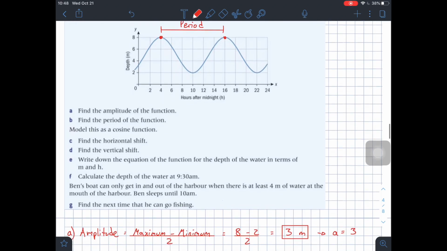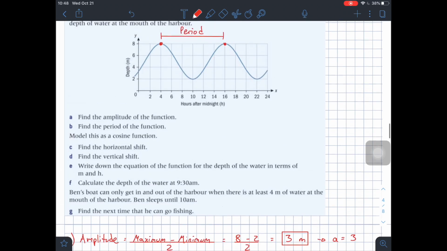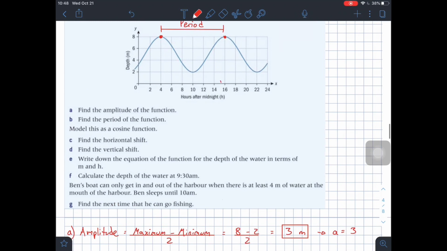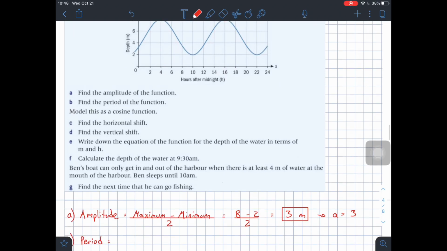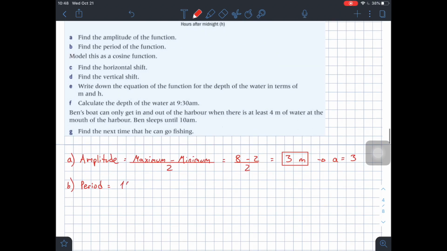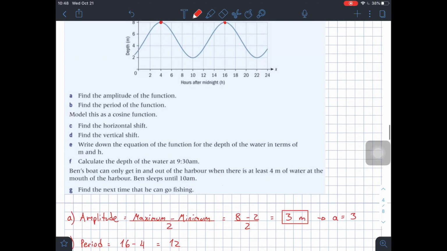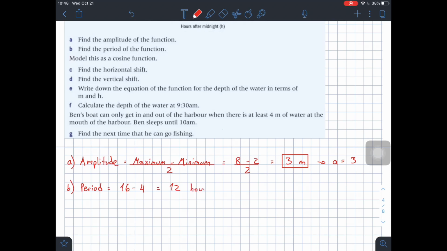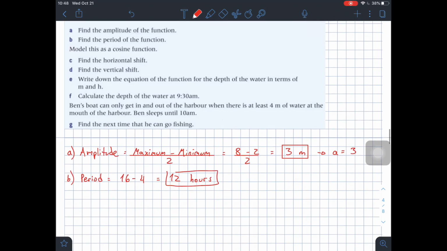This would be the period in this case. Okay, so to find the period, we can subtract this value, 16, and this value here, and we will find the period, right? So it's 16 minus 4. So the period is 16 minus 4, and we're going to get as a result 12, and we're talking about hours, right? So it's 12 hours is my period. So every 12 hours, my cycle is repeating in this situation.